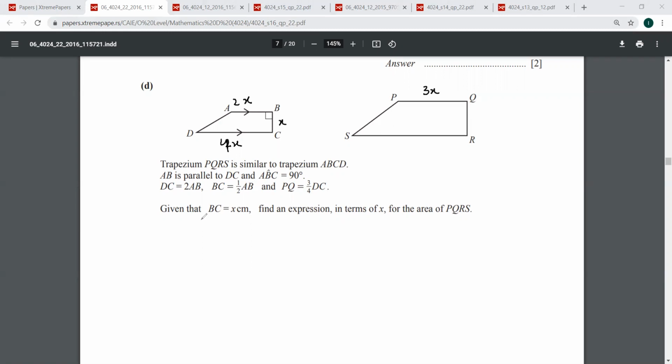Oh, look at this. He has himself given this BC as X. I was assuming, I didn't read. You see, you have to read the question carefully. Anyhow, I just read this at the end. Find an expression in terms of X for the area of PQRS.